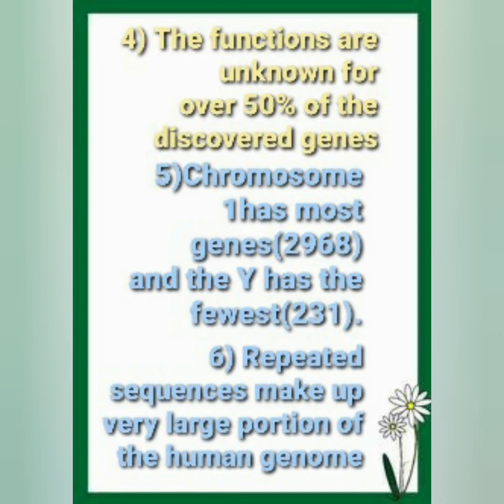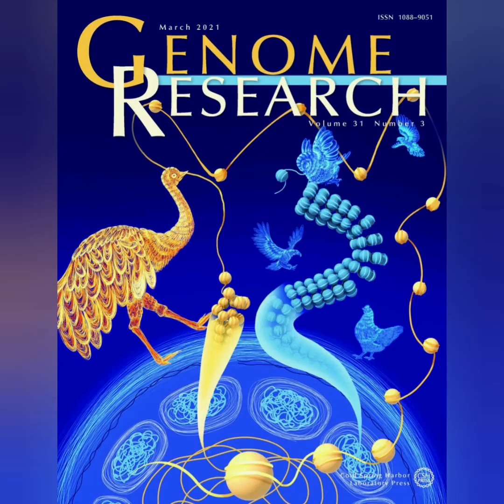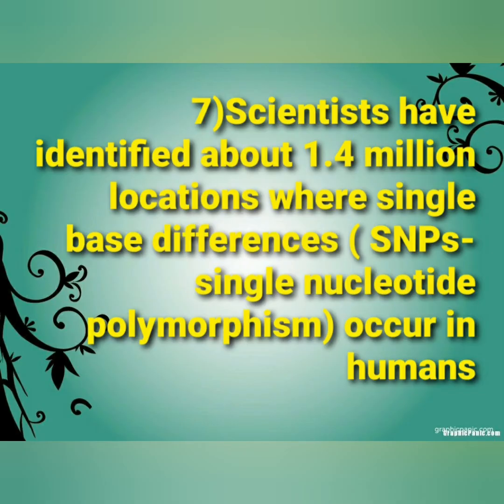Sixth point, repeated sequences make up a very large portion of the human genome. Hope you understood all the 6 points well. Once again note it, it is very important. So this is the emerging field of research also. Now the scientists have identified about 1.4 million locations where single base differences occur in humans.